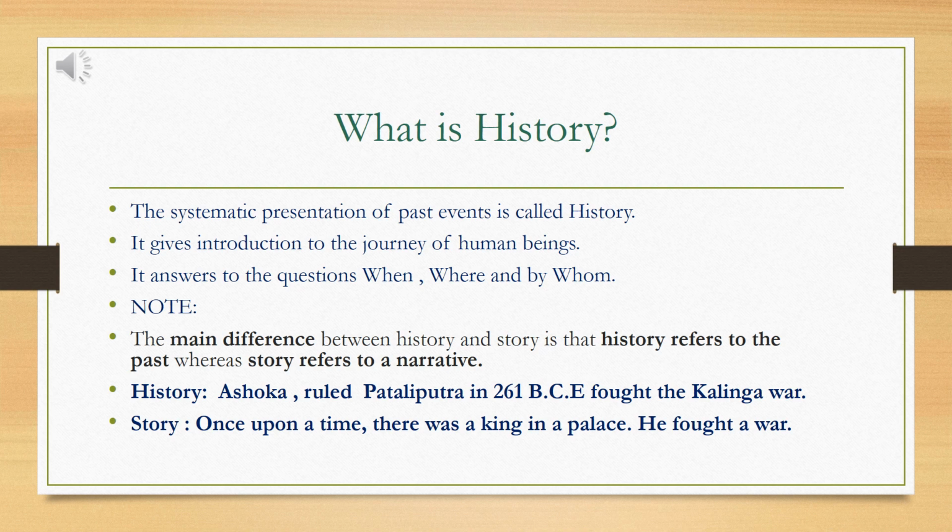Now, let us know what is the difference between a story and a history. The main difference between history and story is that history refers to the past, whereas story refers to a narrative. In history, we learn that Ashoka ruled Patliputra in 261 BC and fought in the Kalinga War. But in the story, we learn that once upon a time there was a king in a palace who fought a war.